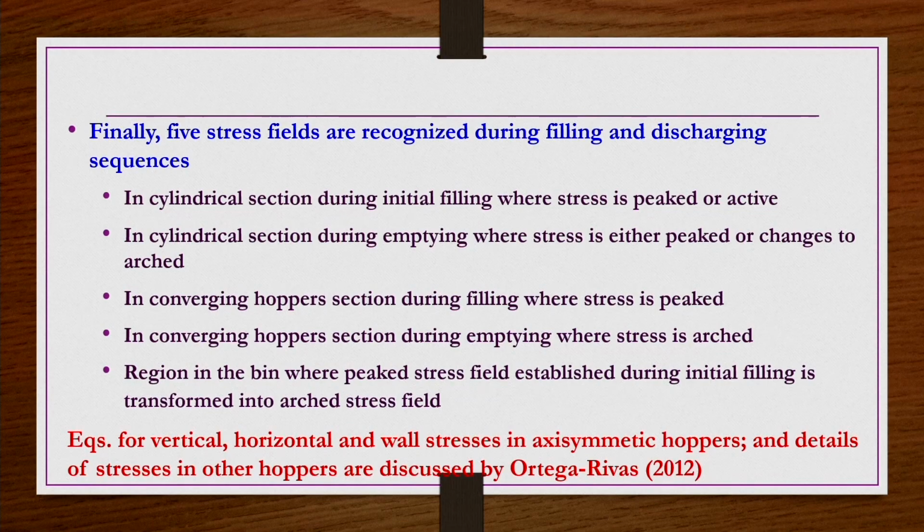Further, equations for vertical pressure, horizontal pressure and wall stresses in axisymmetrical hoppers, and the details of stresses in other types of hoppers, are discussed thoroughly in the reference book by Ortega Rivas. Those design equations we are not going to see, because they are not required at the UG level, but if someone is interested, they may go through this book to find more details.